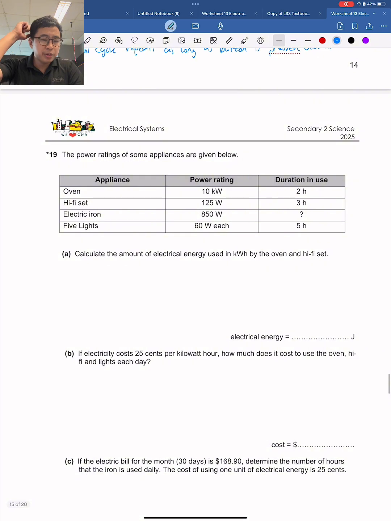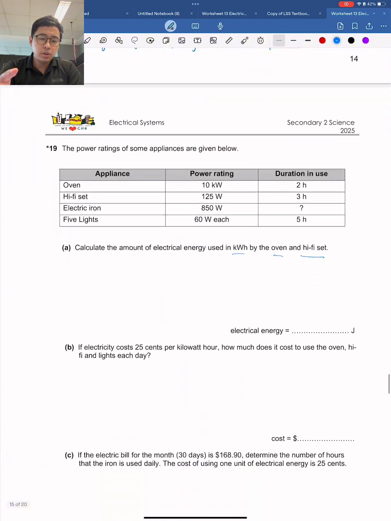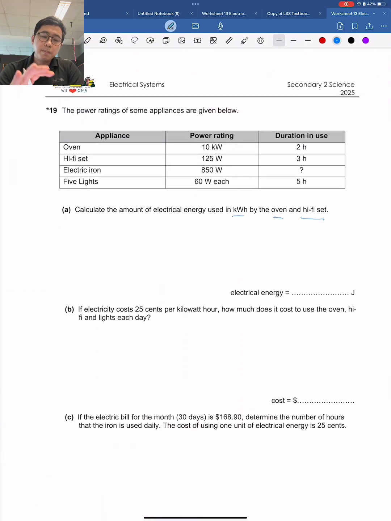Okay, the power rating for some of the appliances are given below. So calculate in terms of kilowatt hour used by the oven and the hi-fi set. Whenever you answer a question in physics, we always list down what the formula is. So the amount of energy equals power in kilowatts times time in hours.